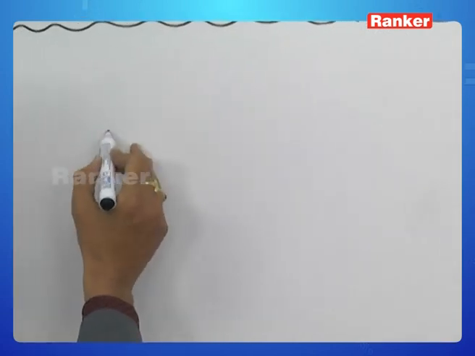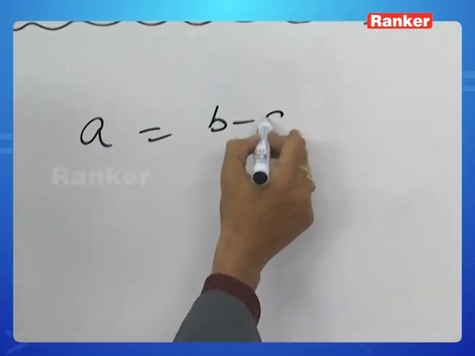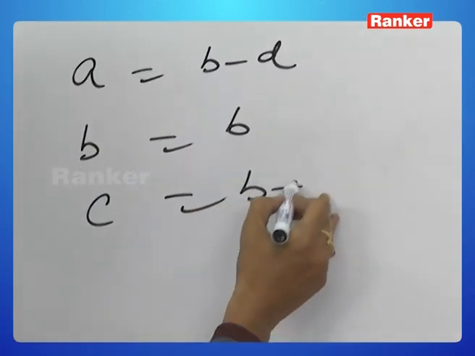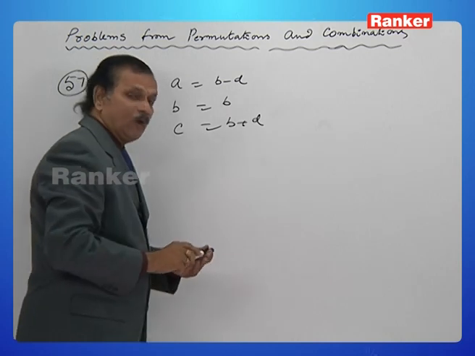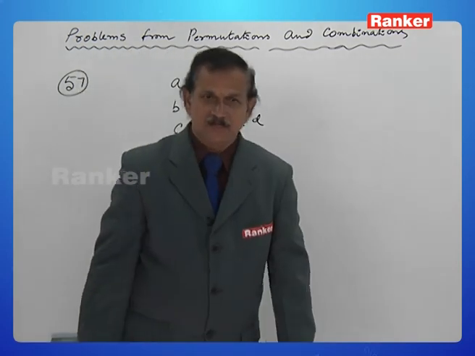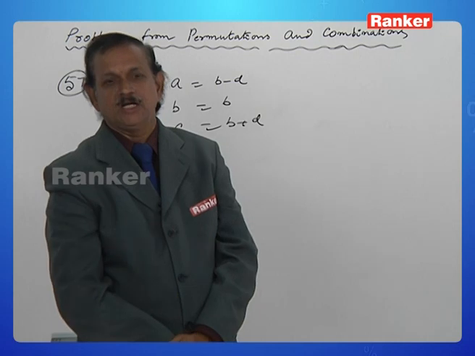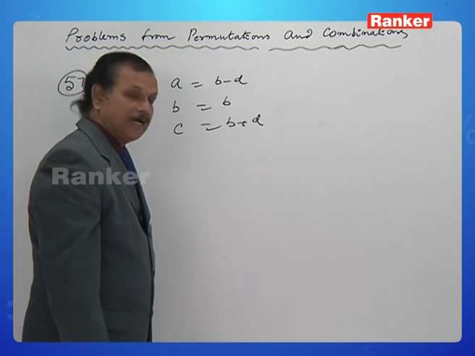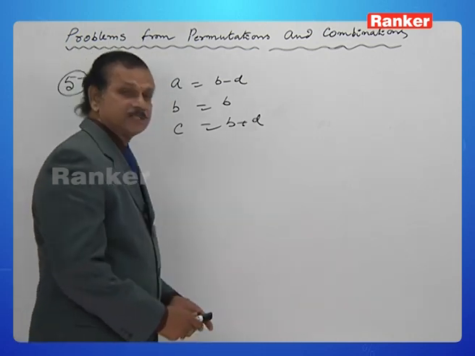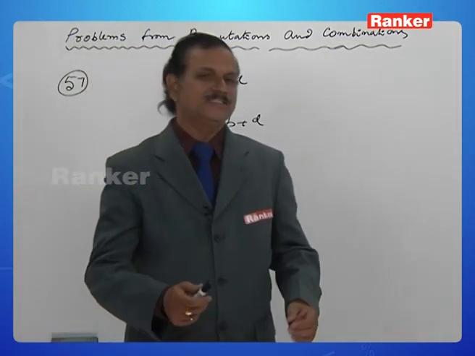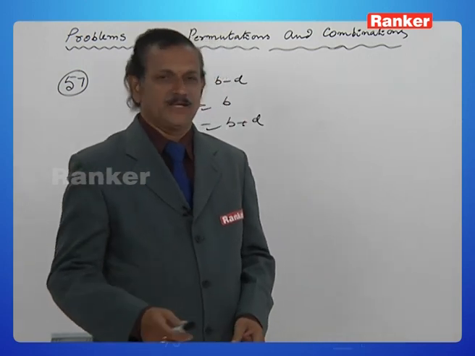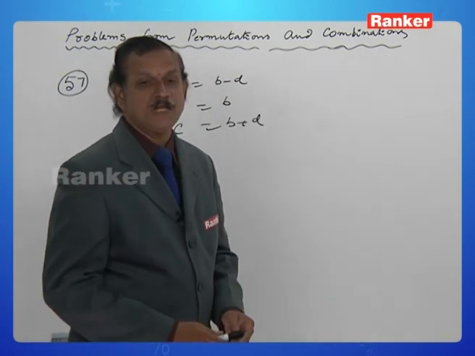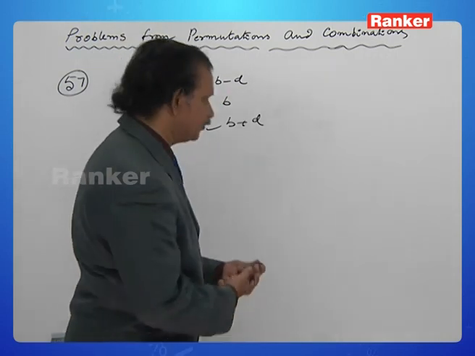Let A be equal to B minus D, B is equal to B itself, C is equal to B plus D. Why should I take it like that? As he has given that A, B, C are in AP, they can take this form: B minus D, B, B plus D, where D is of course the common difference in that AP. And in the beginning itself we have supposed that it is positive. Then we want the minimum possible value of B.